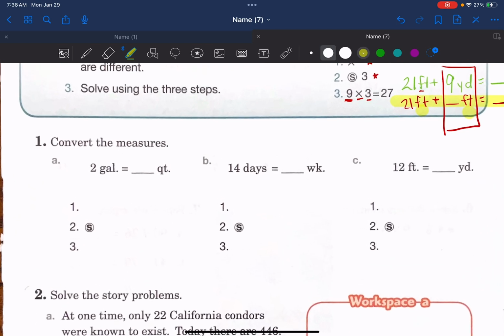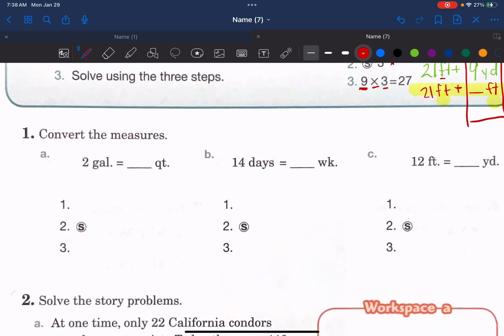All right, so let's get started. The first one, 2 gallons equals how many quarts?